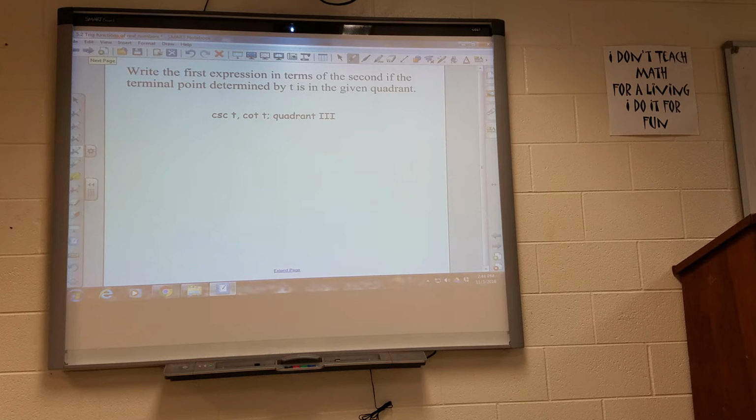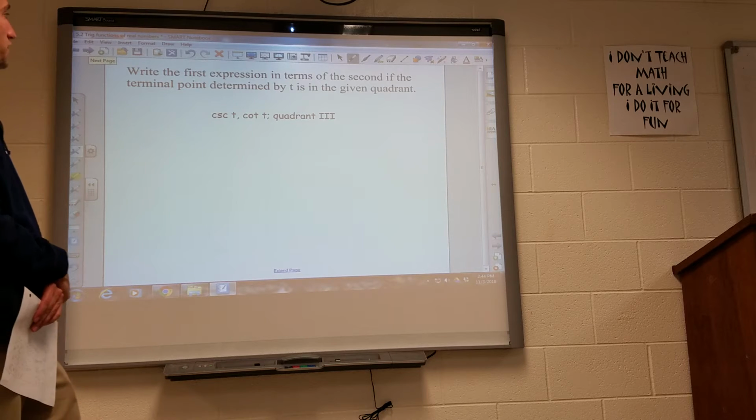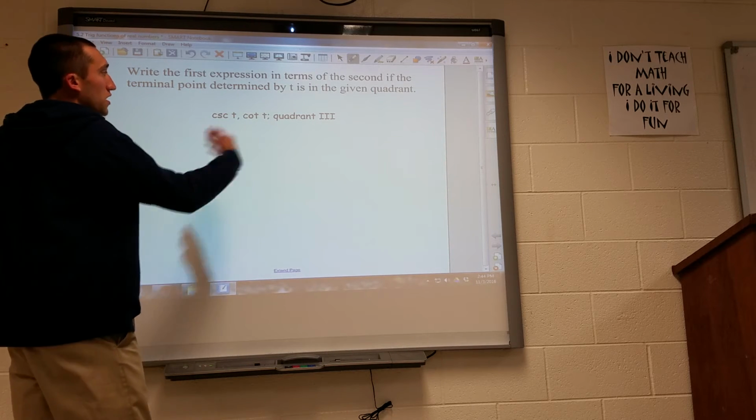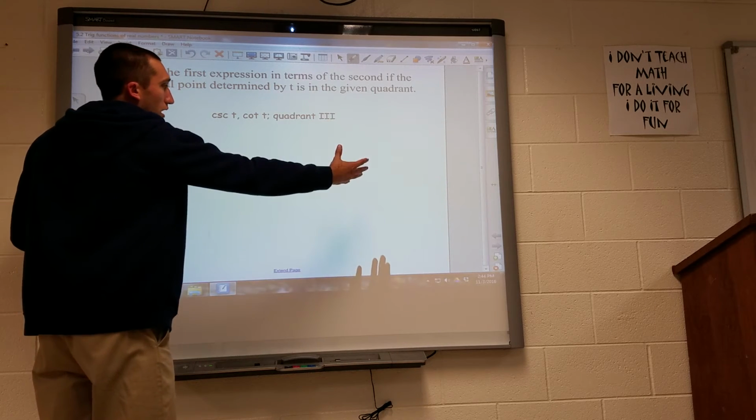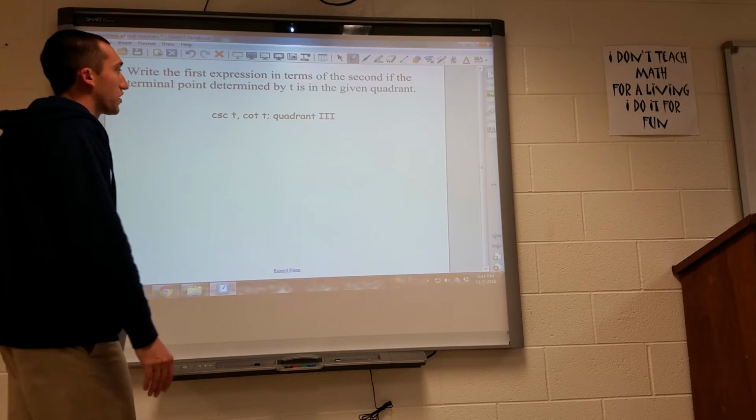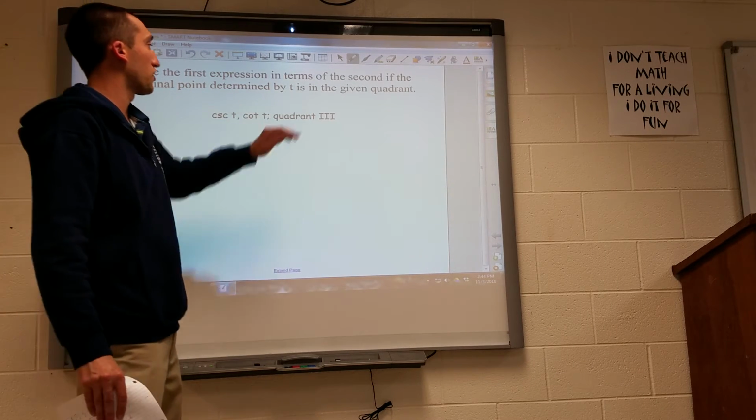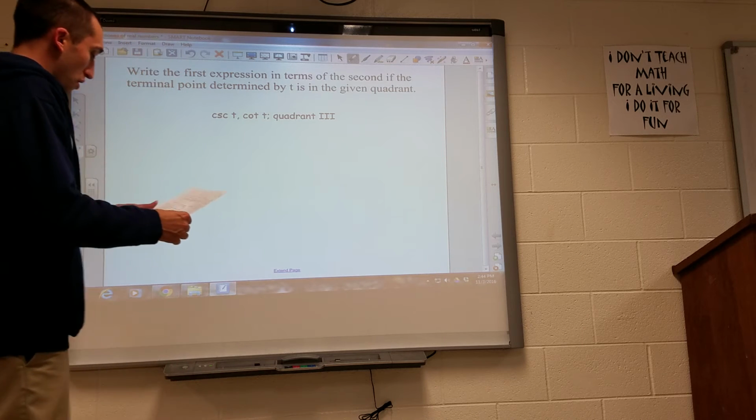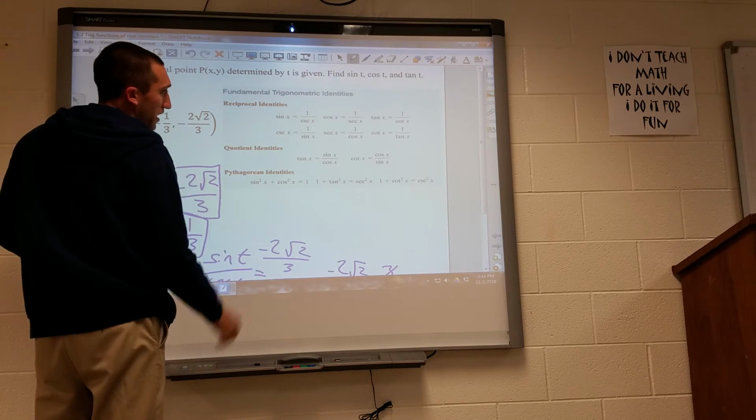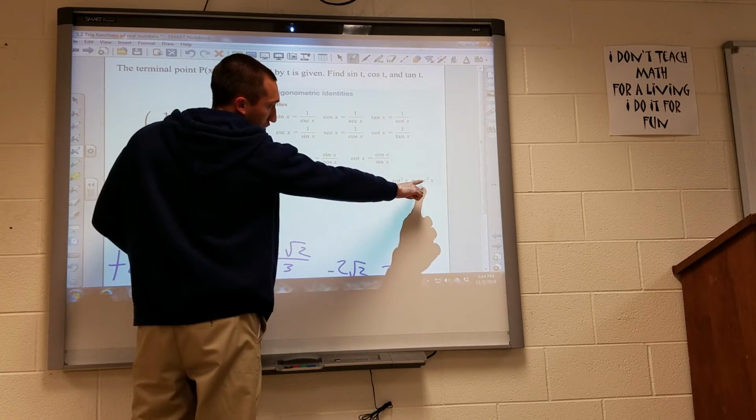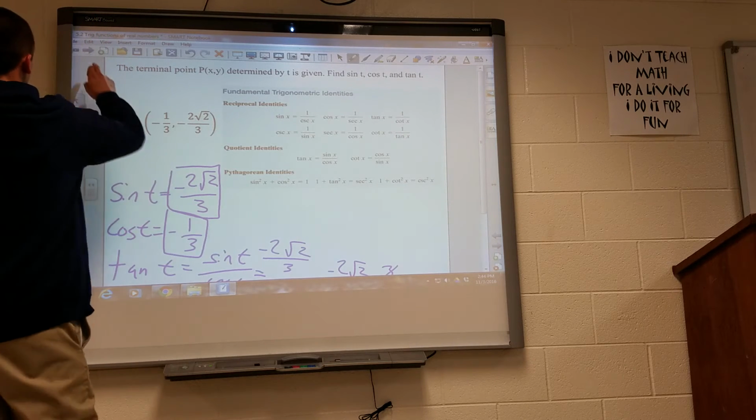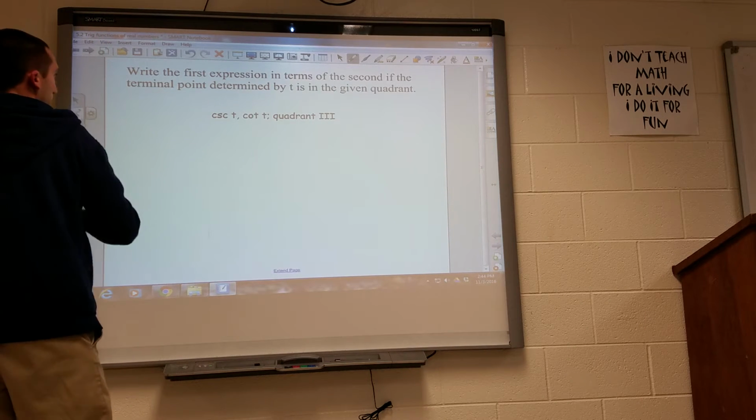Now, they want us to write the first expression in terms of the second. That means I want cosecant of t to be equal to a value that only has cotangents in it. I can only have cotangent on the right-hand side. Also, they want us to know that we're in quadrant 3. To do this, I'm going to use my Pythagorean identity that cosecant squared of x is equal to 1 plus the cotangent squared of x. So I'm going to start with that.